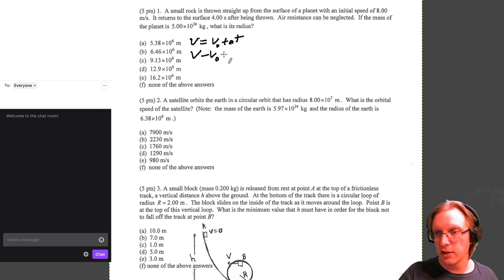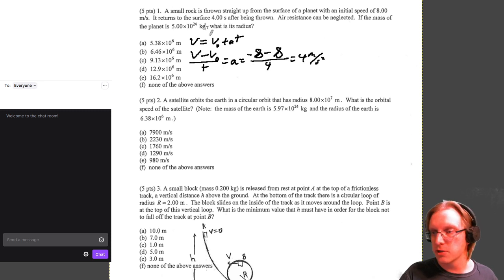v minus v naught divided by t is equal to a. So we go up 8 meters per second, and we are coming down minus 8 meters per second on the other side. Divided by the 4 seconds to do it. So that's minus 16 divided by 4, which is 4 meters per second squared.